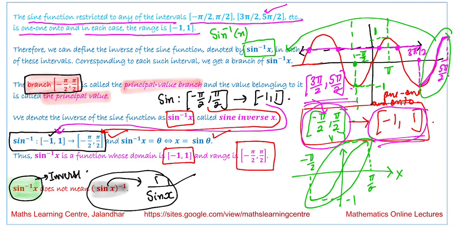Similarly, if we restrict the domain and the range or codomain of other trigonometric functions, we can obtain the corresponding inverse trigonometric functions and different branches corresponding to them. And on our next slides, we will discuss these functions in detail.